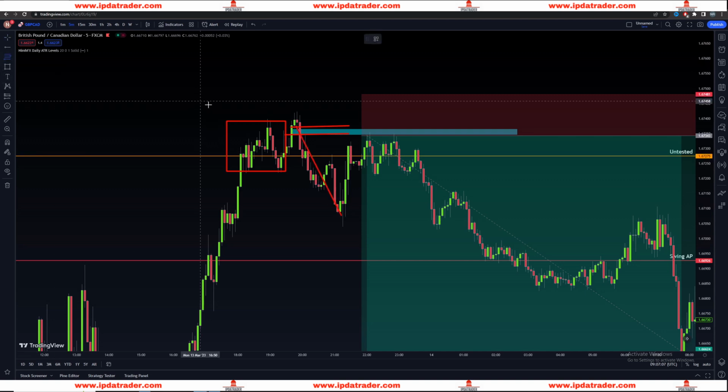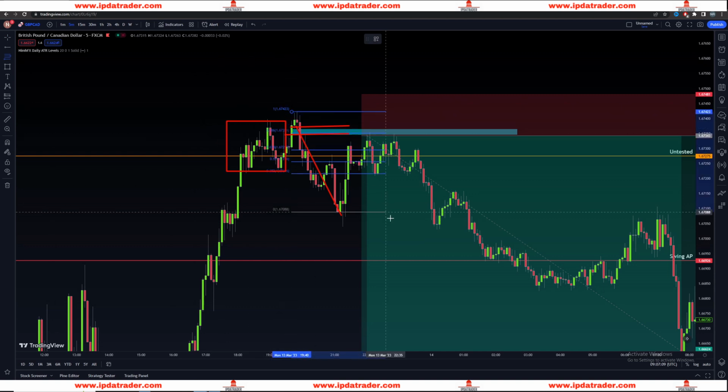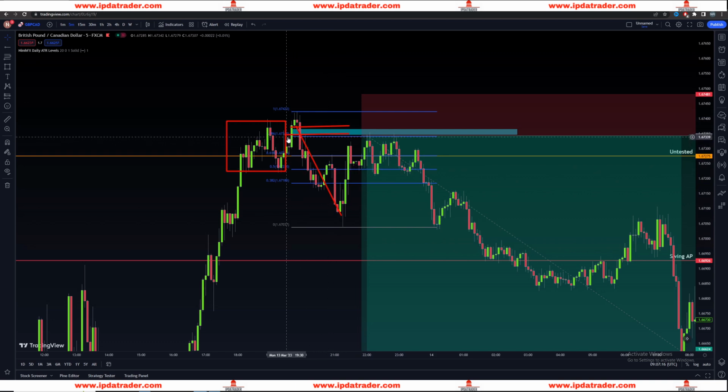If I get my fib tool, we can swing from this swing high to this swing low. We see that it is well above the 50. As a matter of fact, it is right on a 78, which is a great fib level that I tend to use very often. And after that, we then simply dropped.